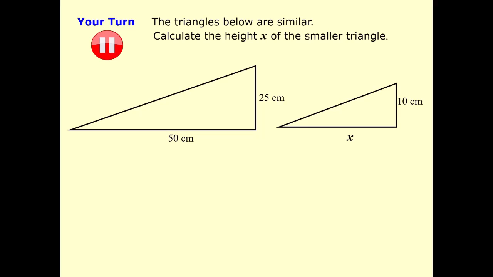Okay, so now it's your turn to give this one a go. Again, triangles below are similar, so calculate the height. That should really say length, sorry. The length x of the smaller triangle. Okay, so just to get you started, remember this is your new and this is your old length. So pause the video and give this one a try.